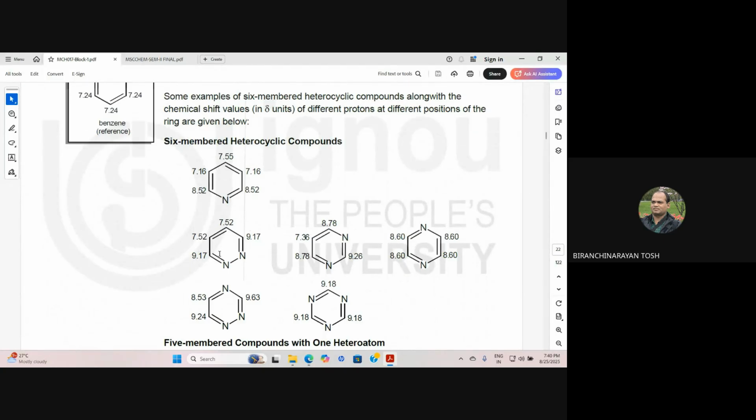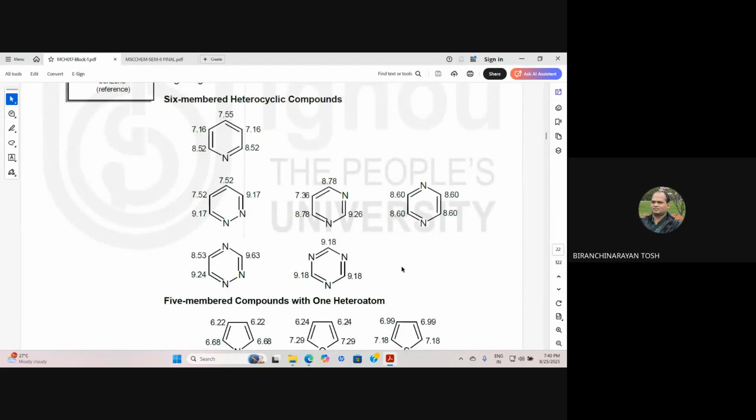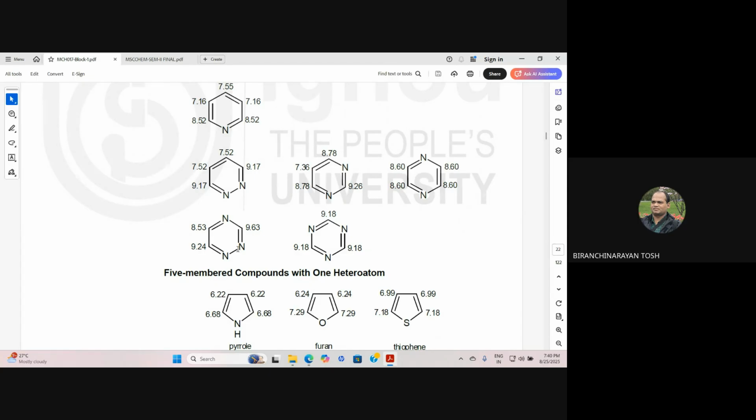With two nitrogen atoms, this will be more downfield, so 8.52 changes to 9.17, and these two are symmetrical, so 7.52. Now in this case you can see this 9.17 changes to 9.26, which is between two heteroatoms, still more downfield, and then 7.78 and 7.36. These values no need to remember, we only have to correlate, because nitrogen is a heteroatom. Due to its higher electronegativity, there will be more deshielding and it will be downfield.